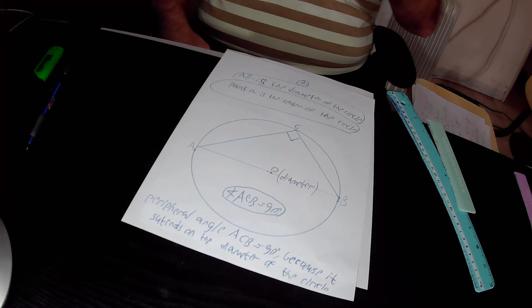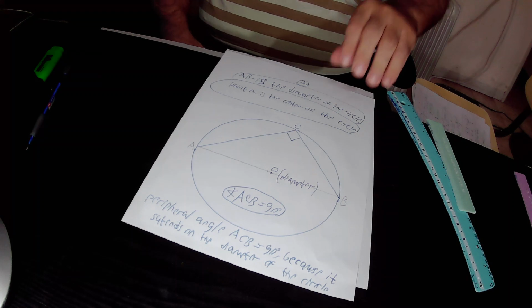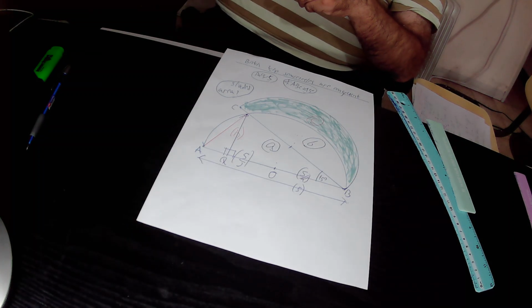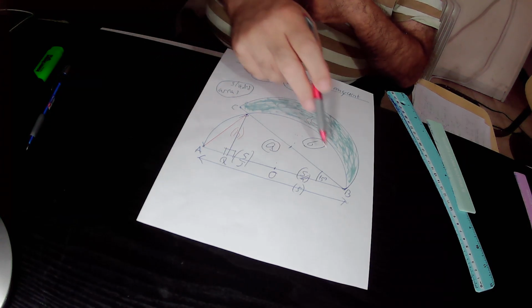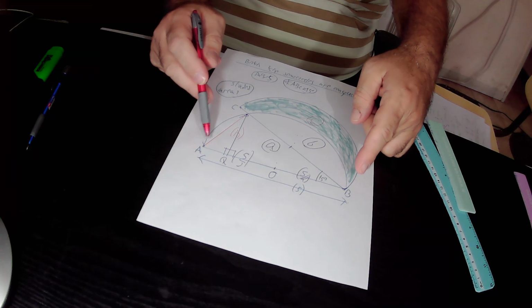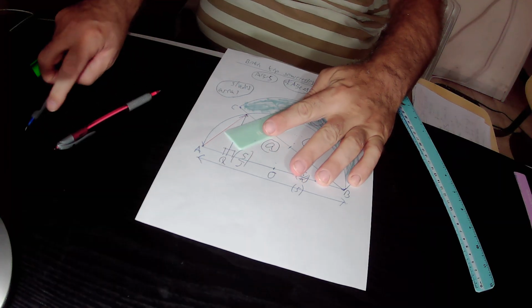Repeat again, according to rule 7, any peripheral angle that subtends on the diameter of the circle or semicircle must be equal to 90 degrees in size. So we can implement rule 7 in our drawing. Because in our drawing we have peripheral angle APB that subtends on AB, that is the diameter of this semicircle, and therefore it must be equal to 90 degrees in size according to rule 7.